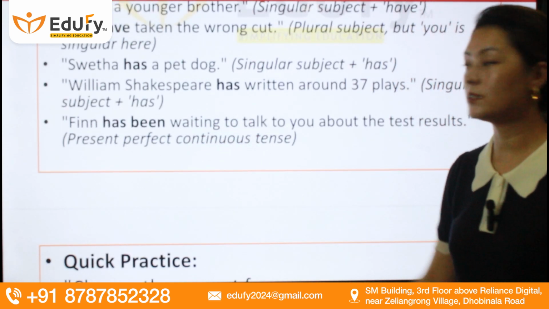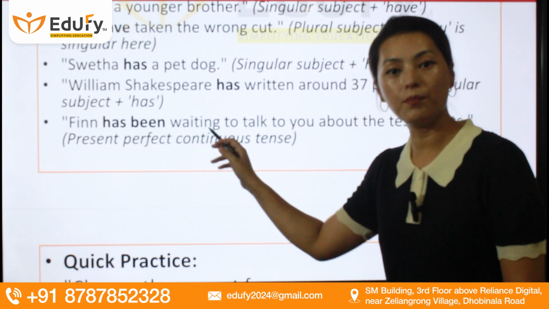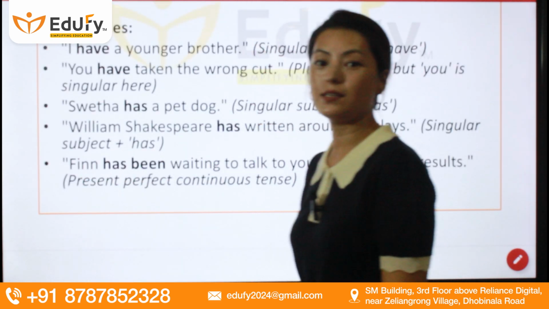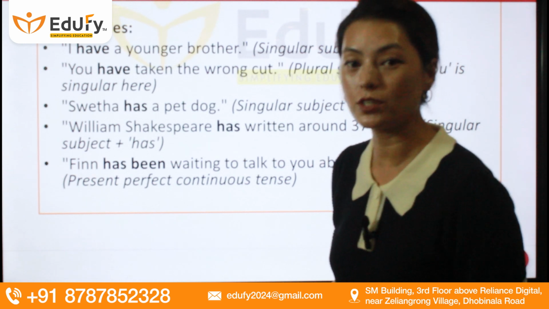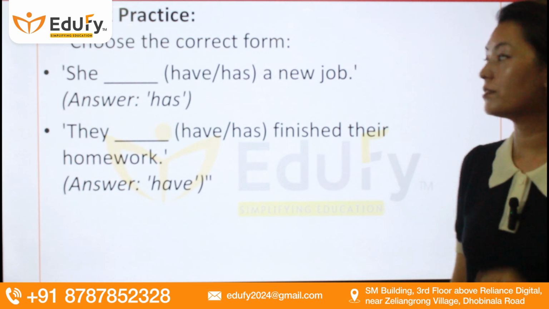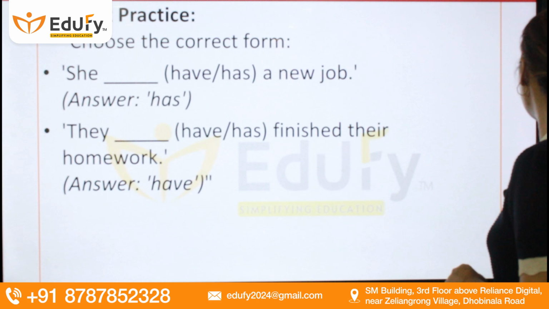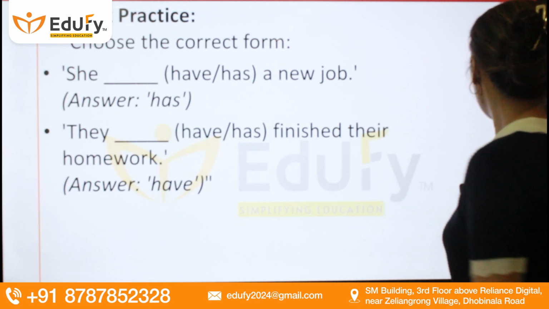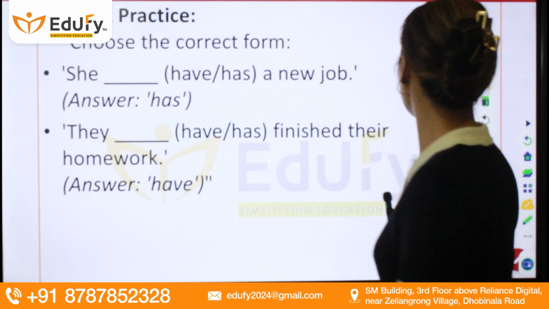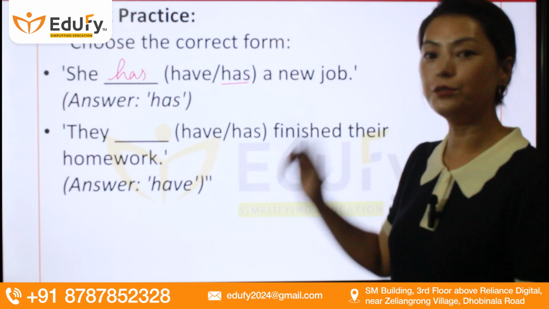Finn has been waiting. This is also present perfect continuous tense because we have ing in the main verb, so it is understood as present perfect continuous. And Finn is the subject here, who is a singular subject. Again, you will have to use the verb has. Let's take a look at this example. Try to see which one has the correct answer. She dash a new job. Which one do you think is the right answer? Since we have a singular pronoun that is in the third person, what do we use? We will use the verb has. She has a new job.